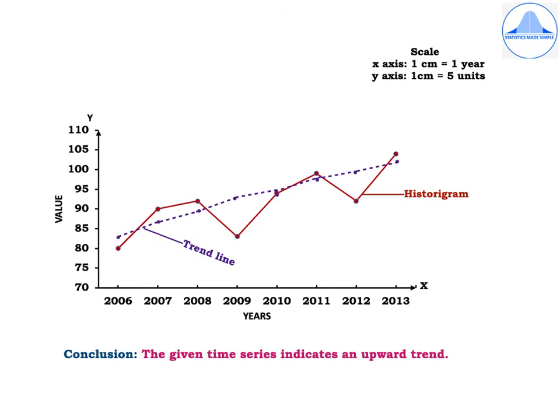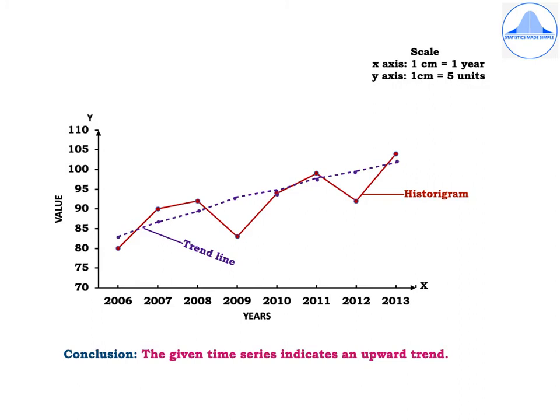Let us now plot the original and trend line on the graph. To do this, we have to take the years, that is 2006, 2007, so on up to 2013 on the x-axis, and we have to take the values of y on the y-axis. Choose an appropriate scale. The scale which I have chosen for the y-axis are 70, 75, 80, which goes up to 110. Now, how do we plot the histogram?